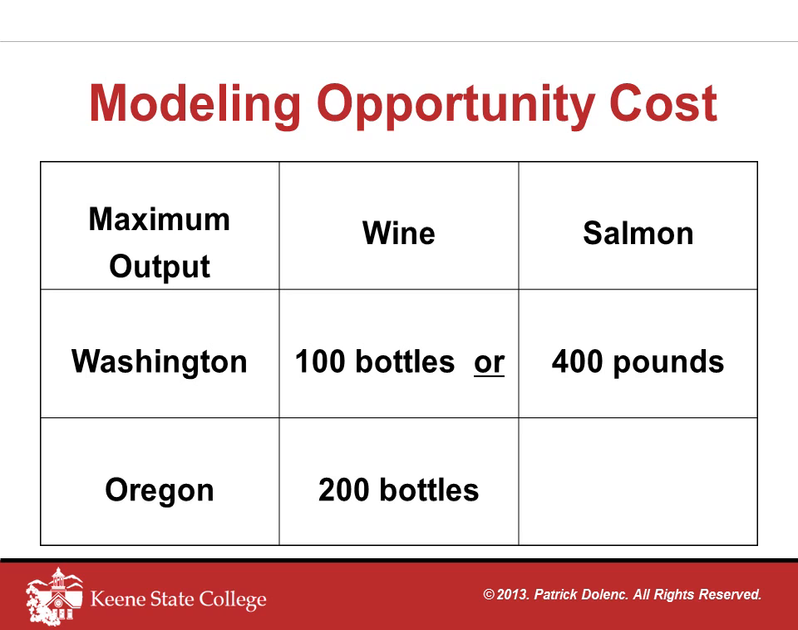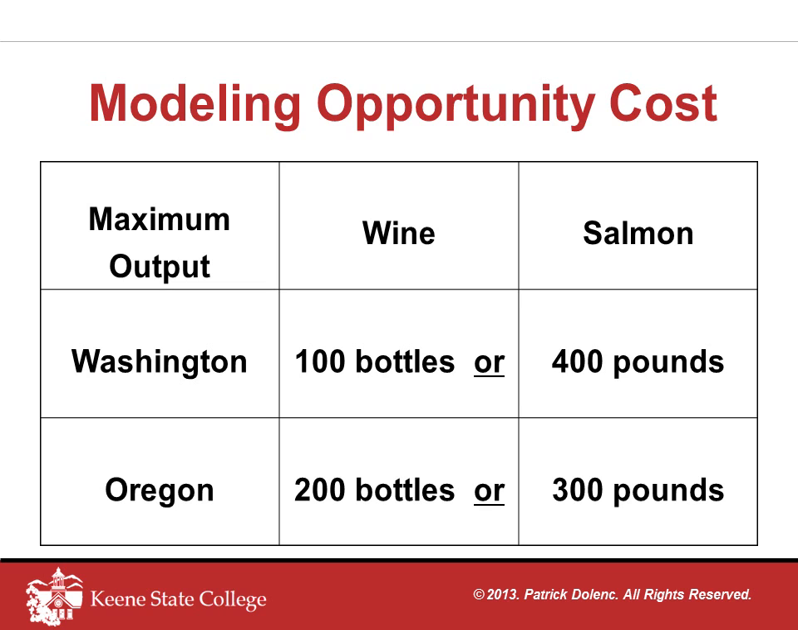To answer the last question, the maximum salmon catch, we apply the same logic. It takes 20 minutes to catch 1 fish. So in an hour, we could catch 3 fish if all we did was engage in salmon production. 3 fish per hour with 100 hours to work with yields a maximum salmon output of 300 pounds.